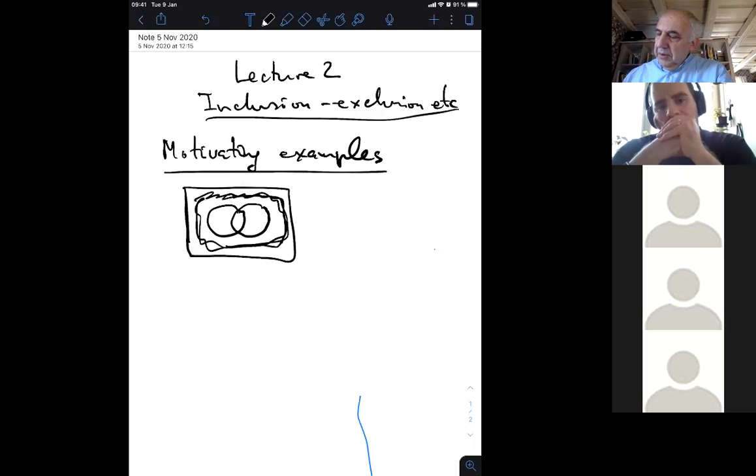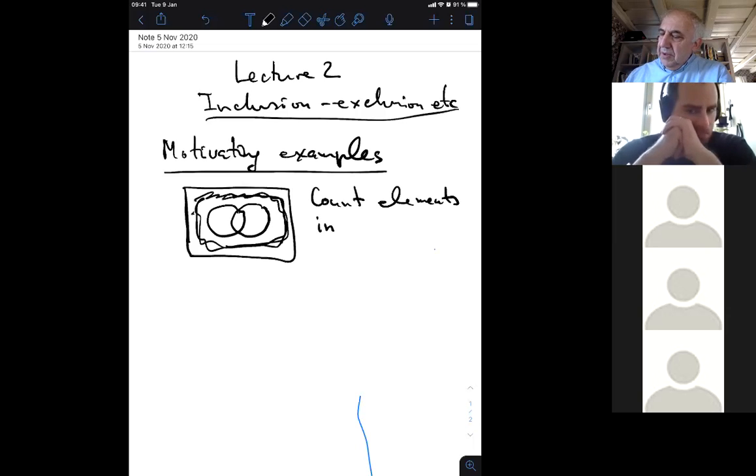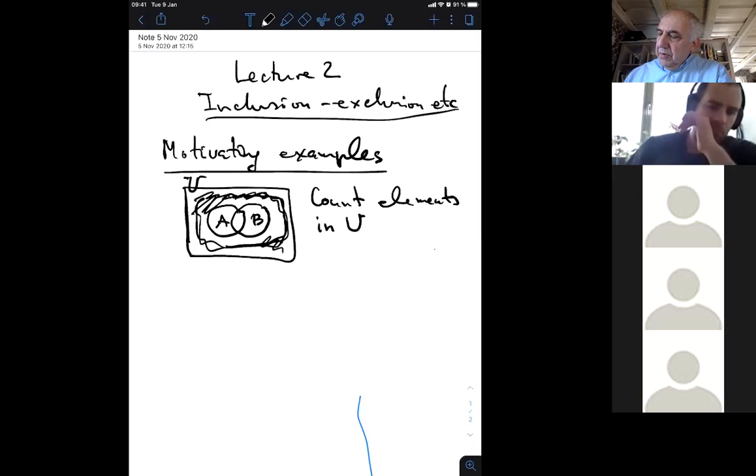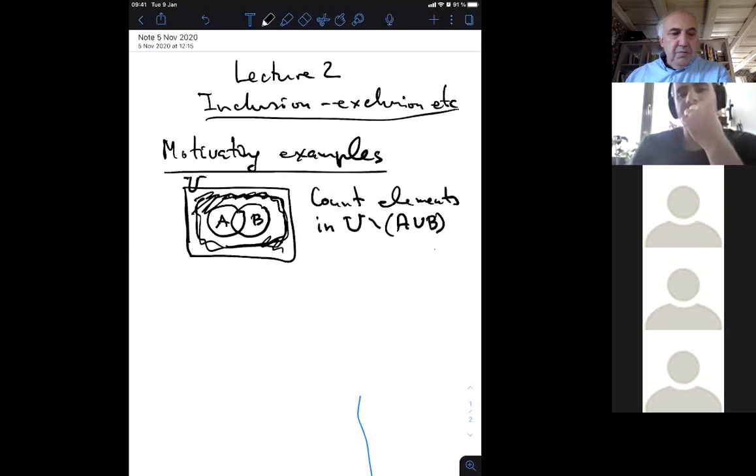And we're interested in counting the number of elements in this area I'm shading now. So if those guys are denoted A and B, and this total thing is denoted by U, the universe, and all of them are finite sets, we want to count the number of elements in U minus the union of A and B. How do we do that?